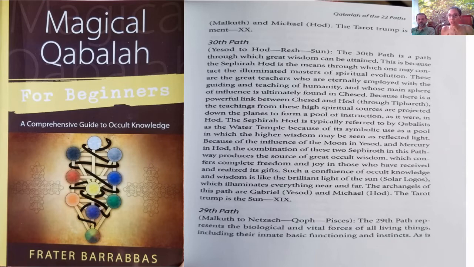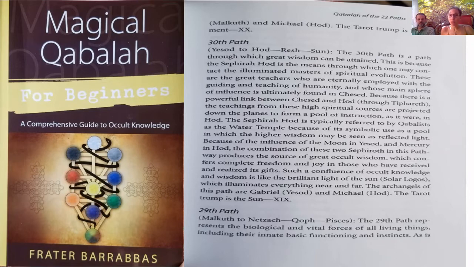That was why we went over Hesed. Because there is a powerful link between Hesed and Hod through Tiphareth, the teachings from these high spiritual sources are projected down to the planes to form a pool of instruction, as it were, in Hod. It's typically referred to as the water temple because of its symbolic use as a pool in which higher wisdom may be seen as reflected light.